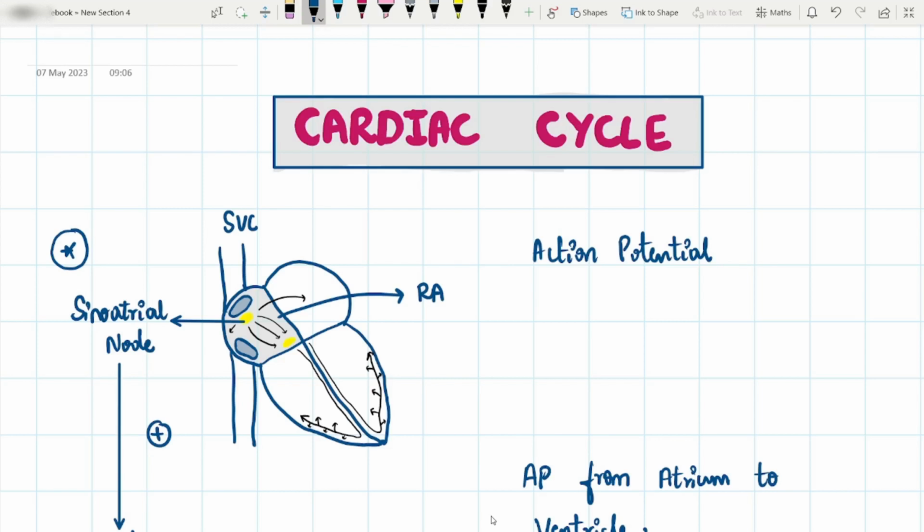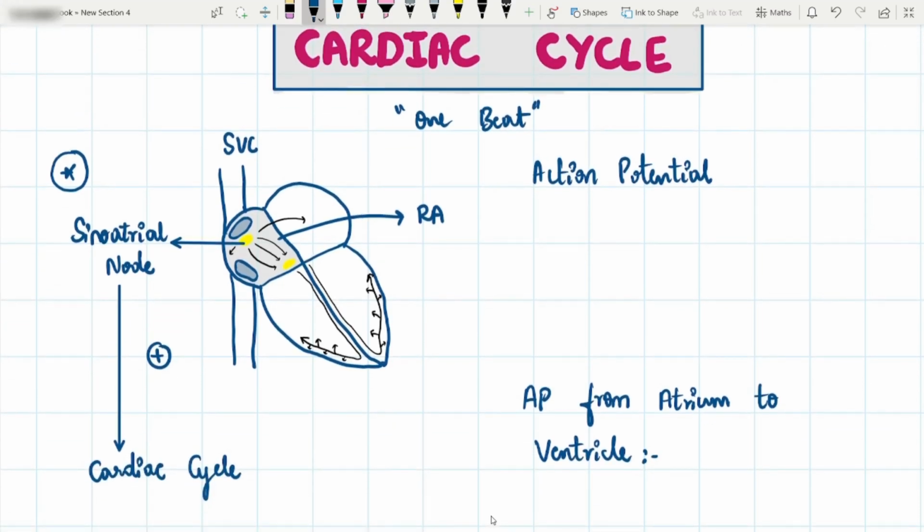In this video, I'm going to talk about the cardiac cycle. What is meant by cardiac cycle? The cardiac cycle is the set of events that takes place in one beat. Remember this word: one beat of the heart. All the events that take place in that one beat are called the cardiac cycle.